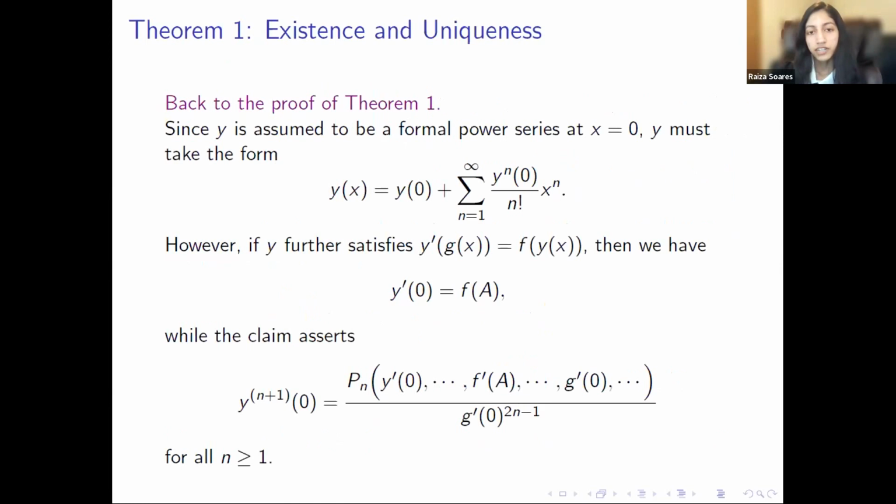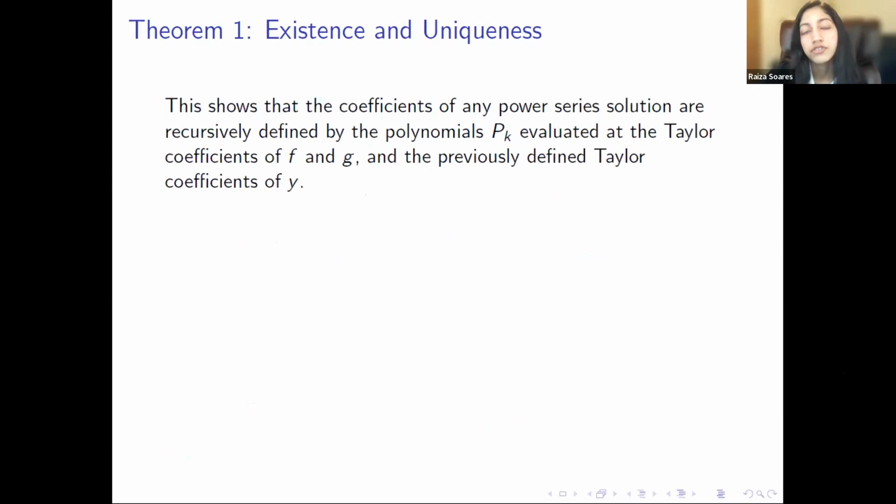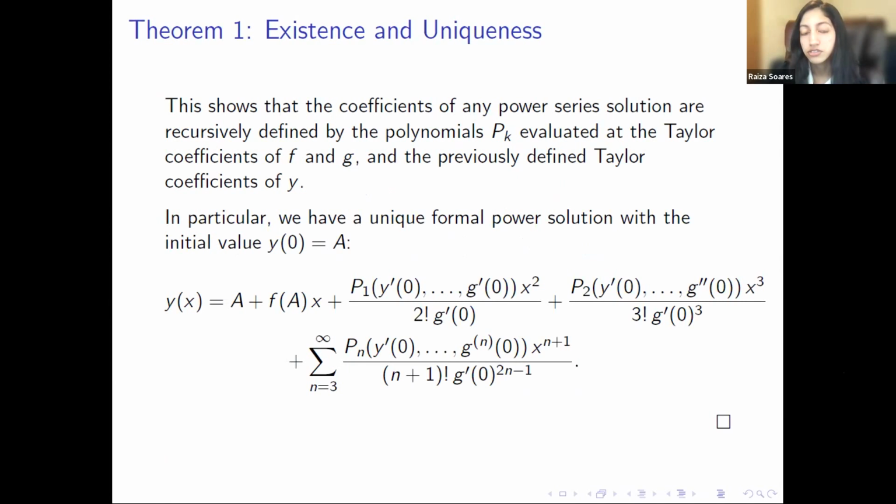So back to the proof of theorem 1 after that little segue. Since y is assumed to be a formal power series at x equals 0, y must take the form that we've seen in the Taylor series examples before. However, we do know that y satisfies the composition CDE and the initial condition. So we know the derivatives of y, the first derivative of y at 0, as well as all others by the claim. So this shows that the coefficients of any power series solution are recursively defined by the polynomial p k evaluated at the Taylor coefficients of f and g, and the previously defined coefficients of y. So in particular, we have a unique formal power series solution with the initial condition of y of 0 equals a.